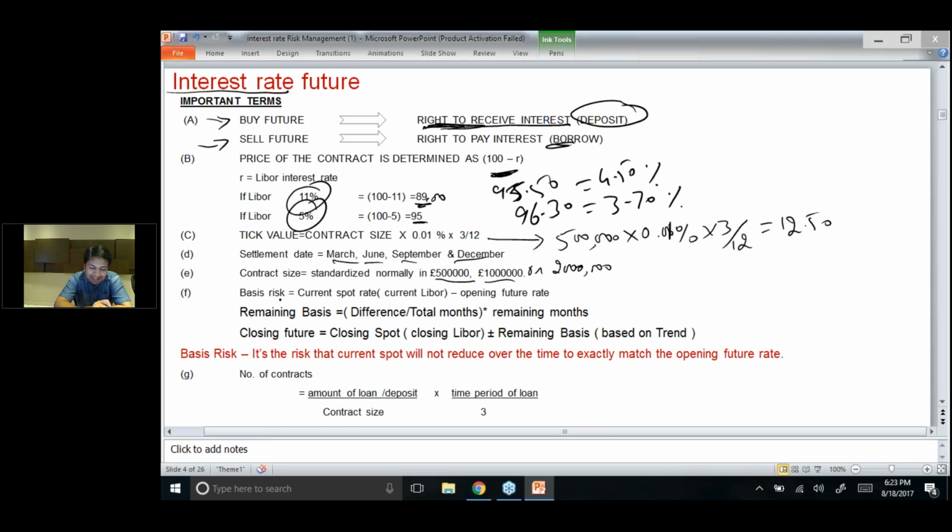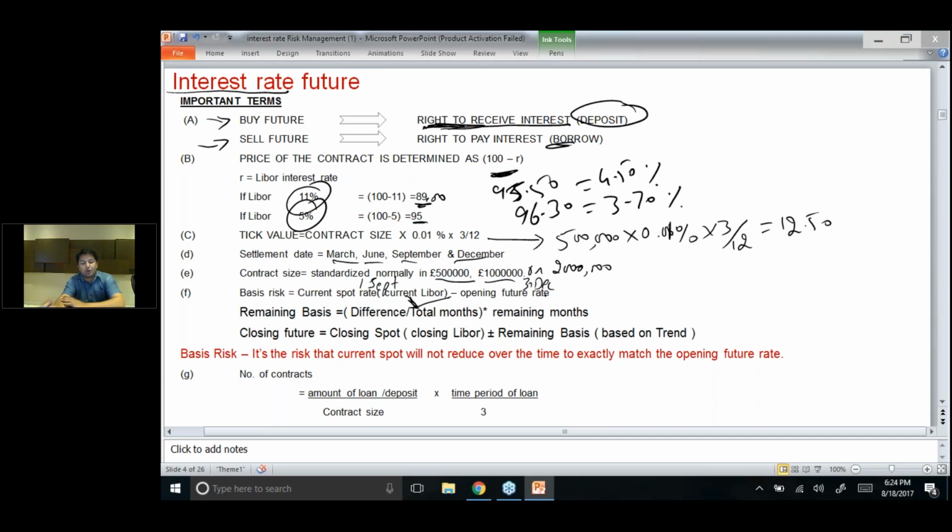Basis risk. Exactly the same formula: current spot rate minus opening future rate. What do you mean by current spot rate? Current LIBOR. So the basis is current spot rate, current LIBOR, minus opening future rate. Remaining basis: take the difference of these two, divided by the total months. What I mean by total months, always write the date of current spot. Let's say in the exam it is stated today is 1st September. State the date, and you have chosen the 31st December. So that means total months are 4.